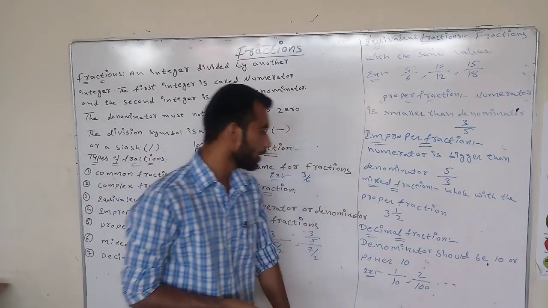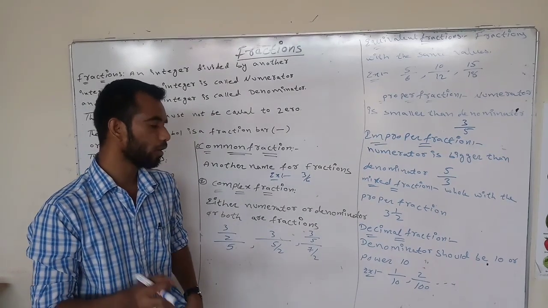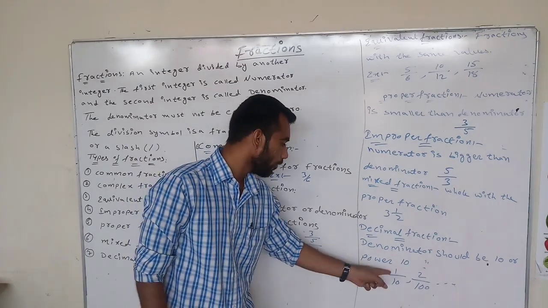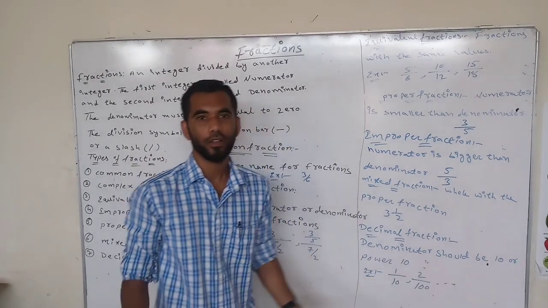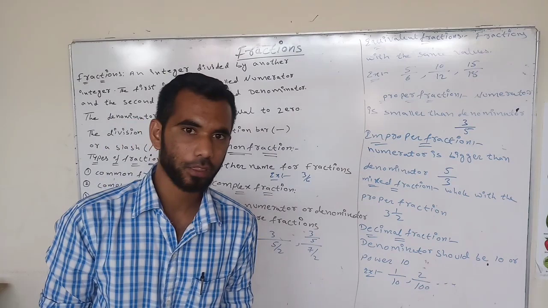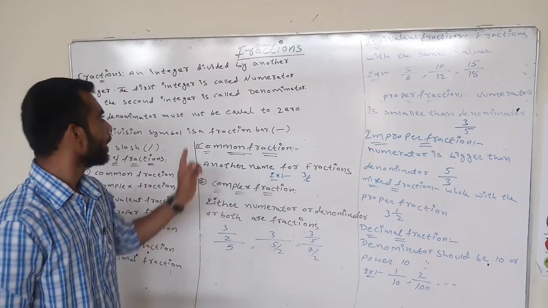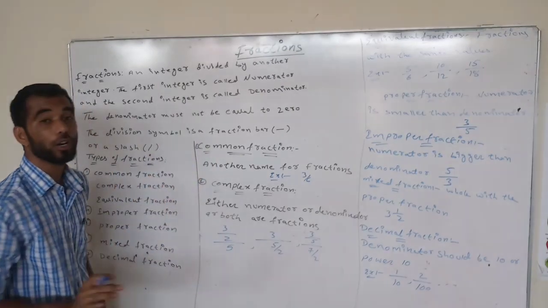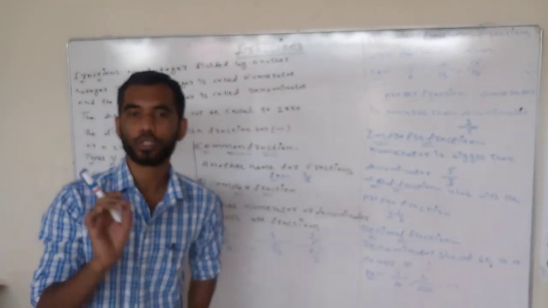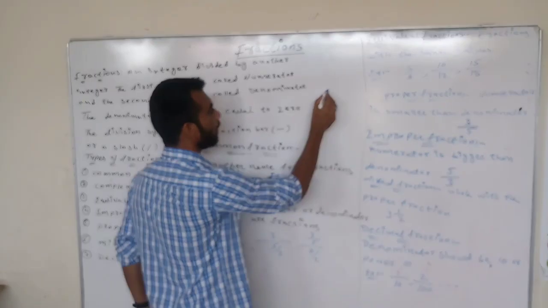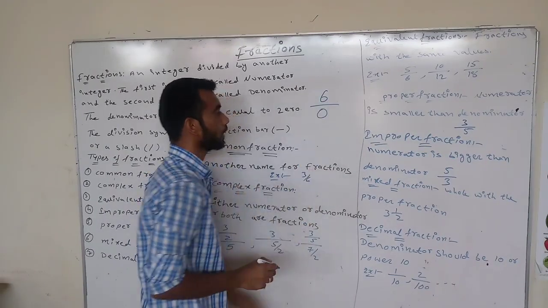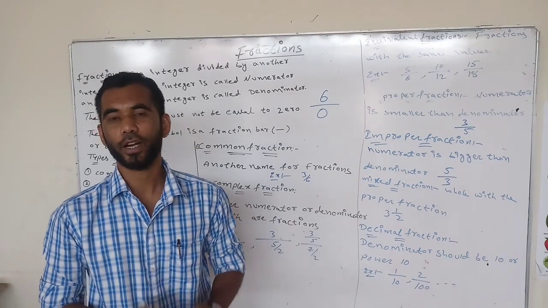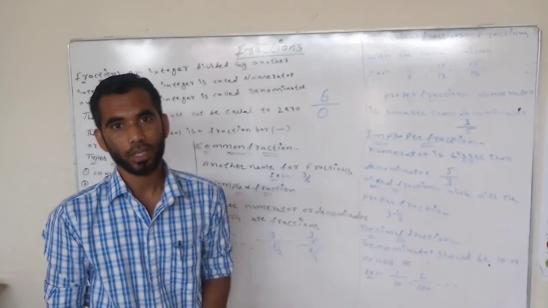Now decimal fraction. The denominator should be tens or power of tens. That is 1 by 10, 2 by 100, 5 by 1000, 6 by lakhs, like that. Okay. Now here in this one, I forgot to tell you that the denominator should not be 0. Example, if I am taking 6 by 0, the denominator is 0. This number is not defined, an undefined number. This number has not been defined till now.